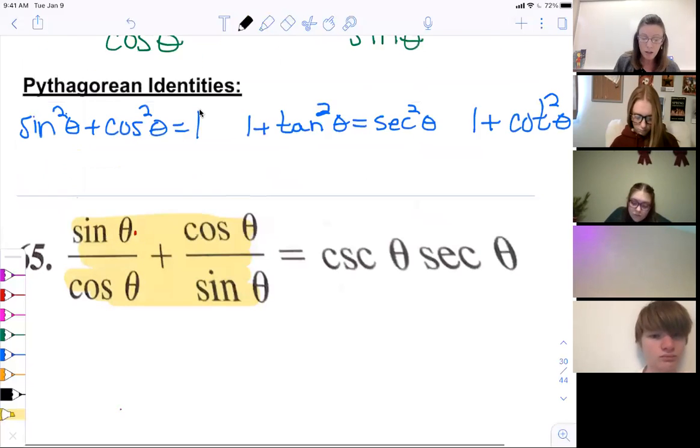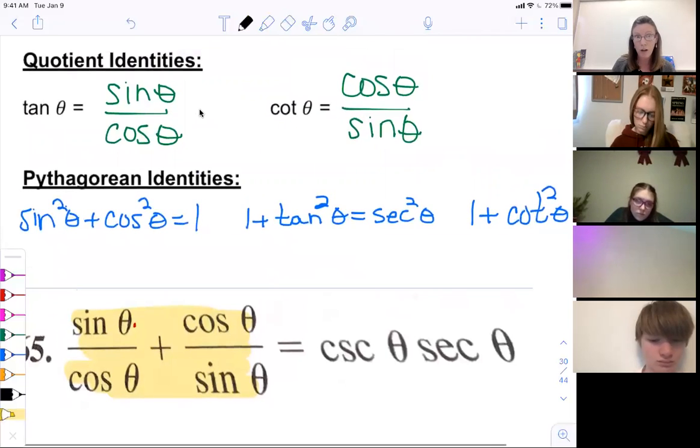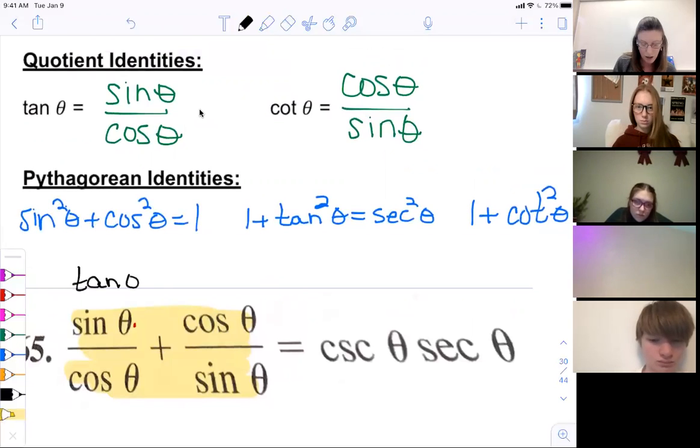We're asked to use identities to help us simplify this or transform the left side of the equation, but we're also going to have to use some algebra. So I saw some of you try to use the quotient identities because you know sine over cosine is tangent and cosine over sine is cotangent. I saw some of you try that, which is great because you have to try something, you have to start somewhere.